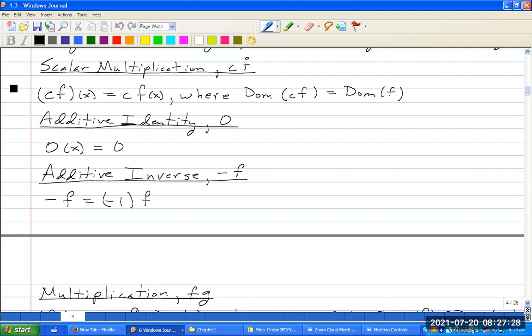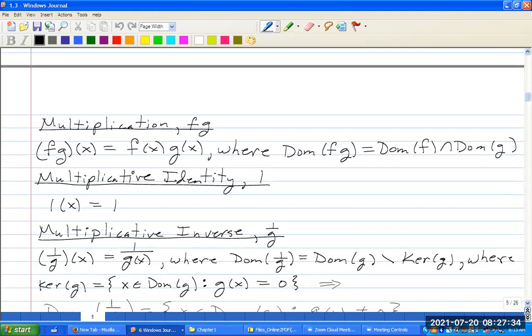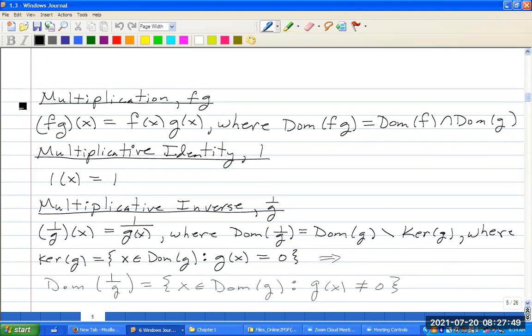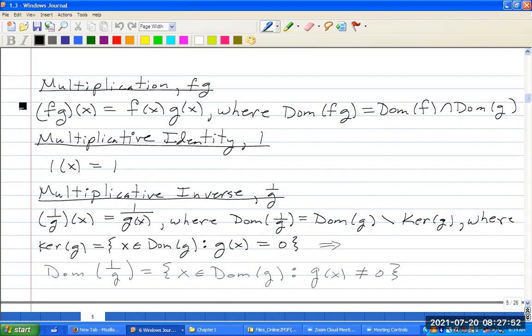Next, multiplication. And so suppose I have two functions, f and g. I will define multiplication of them, again, just pointwise. And so f times g evaluated at x is just equal to f of x times g of x, where the domain of f times g is just the domain of f intersect the domain of g.